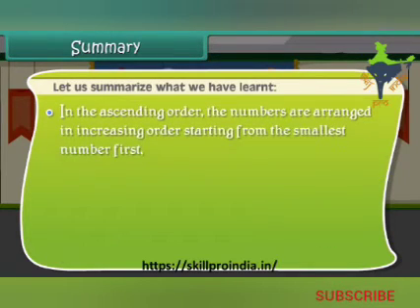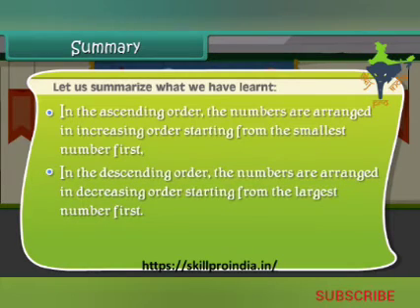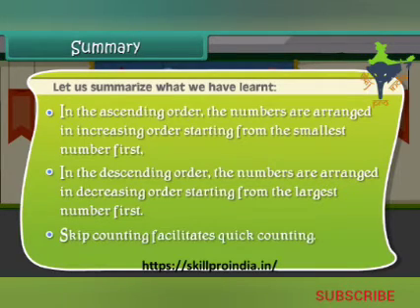In the ascending order, the numbers are arranged in increasing order starting from the smallest number first. In the descending order, the numbers are arranged in decreasing order starting from the largest number first. Skip counting facilitates quick counting.